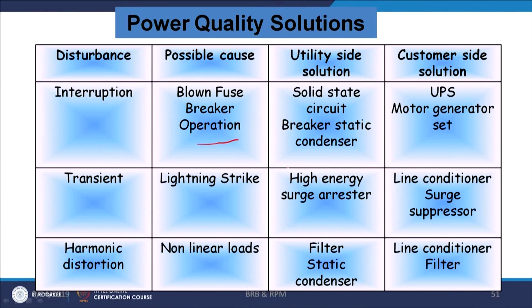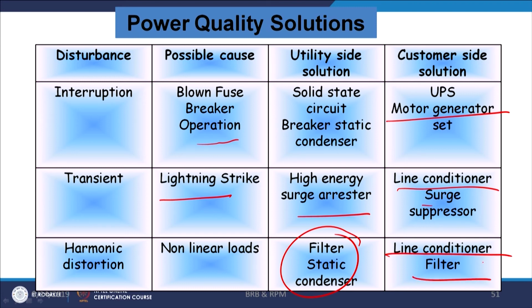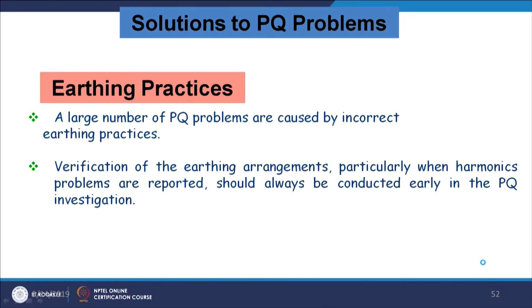For interruption, it can be a blackout or a blown-out breaker operation. The utility side solution is the solid state circuit breaker, which can restore very fast, and the customer's solution is the motor generator set. For transient lightning strikes, the solution is a high energy surge arrestor, and as a consumer we require a line conditioner and surge arrestor. Harmonic distortion is due to nonlinear loads, so you can have static condensers and filters, and for us it will be a line conditioner filter or active power filter.